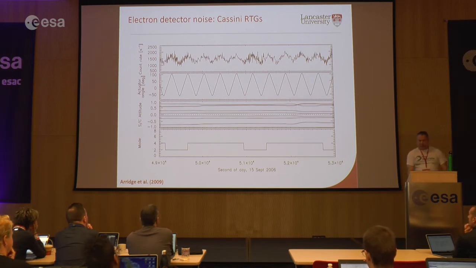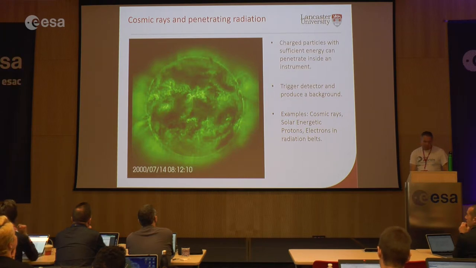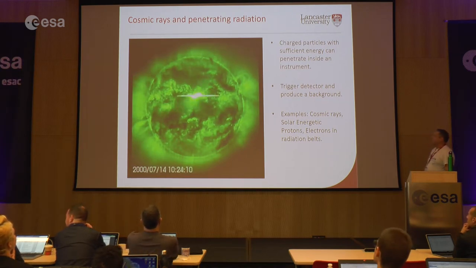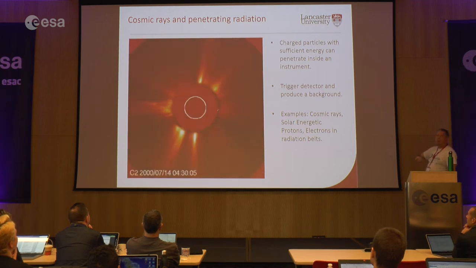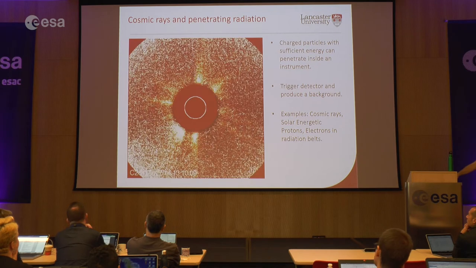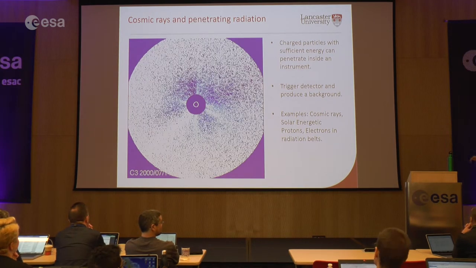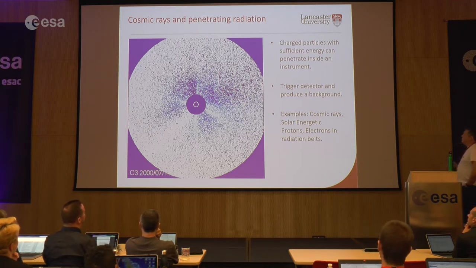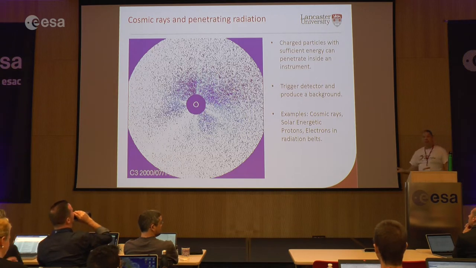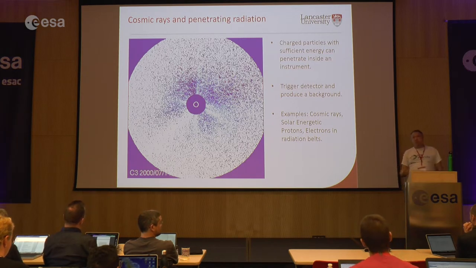Another source of noise that we have is from cosmic rays and penetrating radiation. So if I show you this movie from... is that going to work for me? Possibly not. Oh, yes, it is. Good. So this is a CME, and shortly afterwards you see lots of speckle on the image. This is a CCD, but the same effect is happening: charged particles are going through the instrument housing and triggering the detector, giving you a source of systematic error, and also, if you subtract that, it would give you a source of noise, a source of uncertainty as well. So the point here is that charged particles with sufficient energy can get inside the instrument, just like they can with the radiation source on the spacecraft. The example is cosmic rays here, but solar energetic protons and electrons in planetary radiation belts will also do the same.